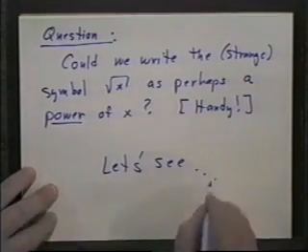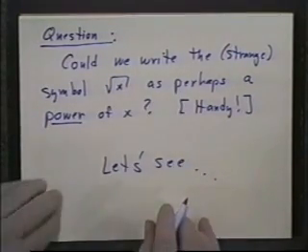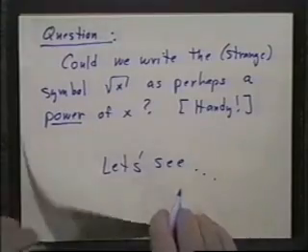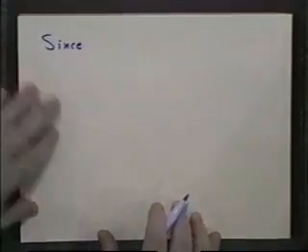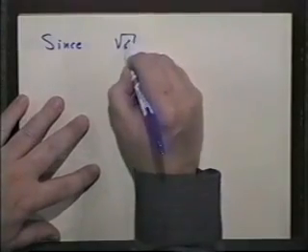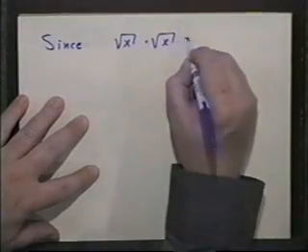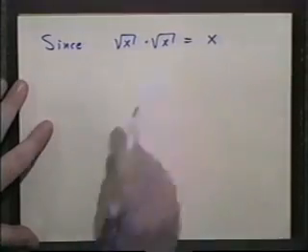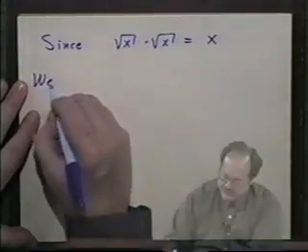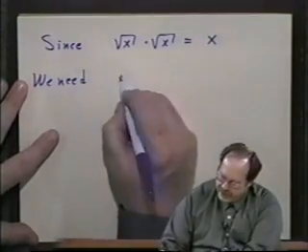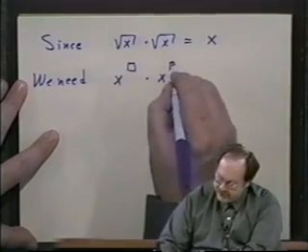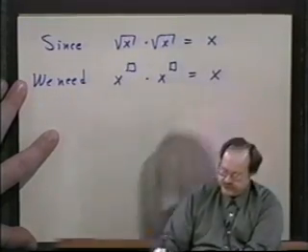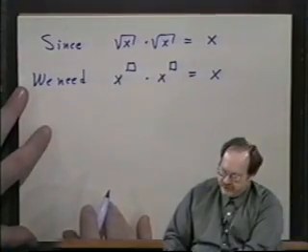Let's see. We have to make an argument. We have to come up with a reason for rewriting this as a power. So let's see if we can come up with one here. Since the square root of x times the square root of x equals x, that's the definition of square root after all, what do we need? We need x to some power, unknown, x to the box, times the same thing, x to the box, equaling x. Okay? That's what we want to try and have happen.